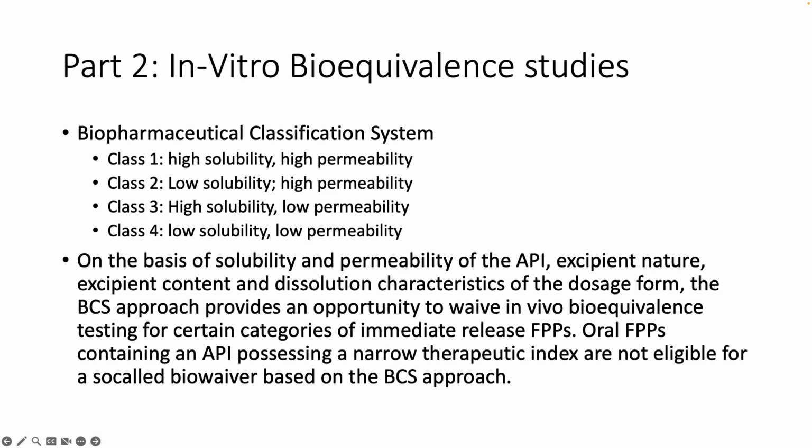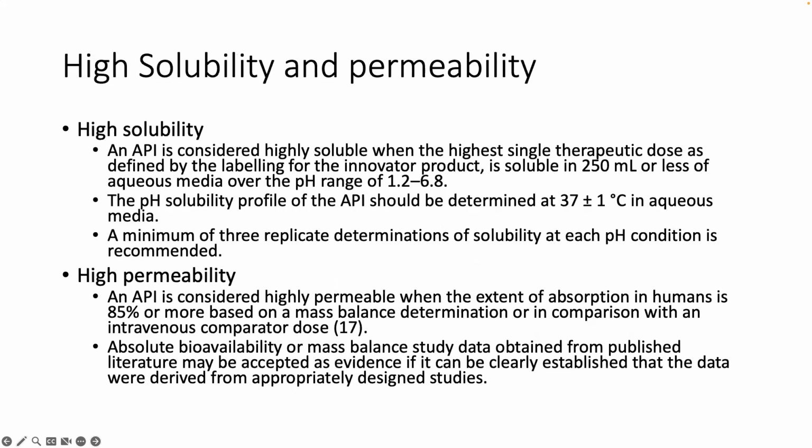So if it doesn't meet up, they stop your marketing authorization, and where it meets up, they allow you to continue marketing. So remember, high solubility is defined as an API is considered highly soluble when the highest single therapeutic dose, or as defined by the labeling for the innovator product, is soluble in 250 mL or less of aqueous media over the range of pH 1.2 to 6.8, right? That's acidic. The pH solubility profile of the API should be determined at this temperature, and a minimum of 3 tests is recommended.